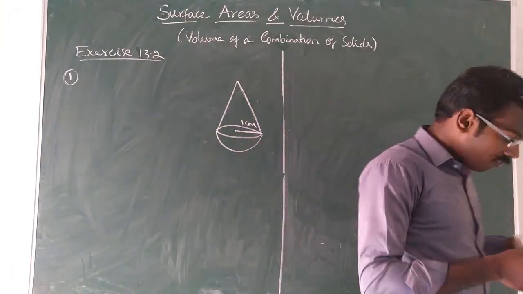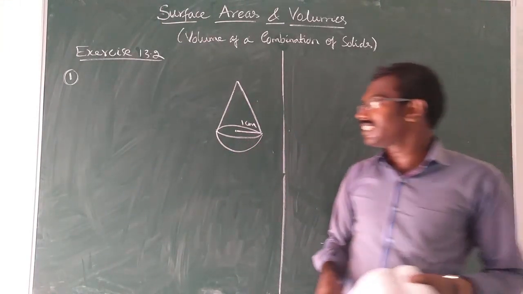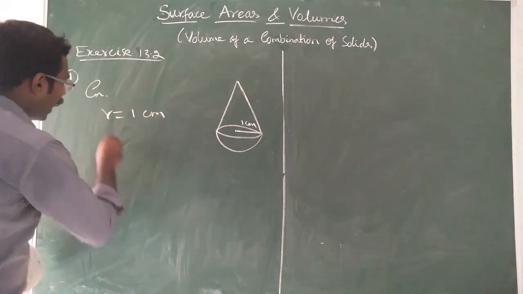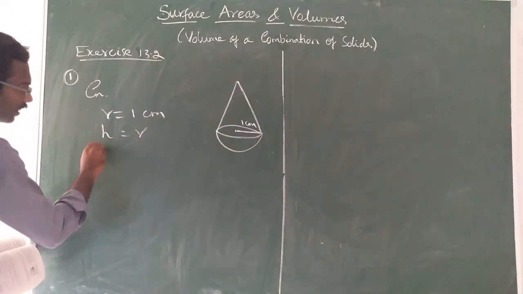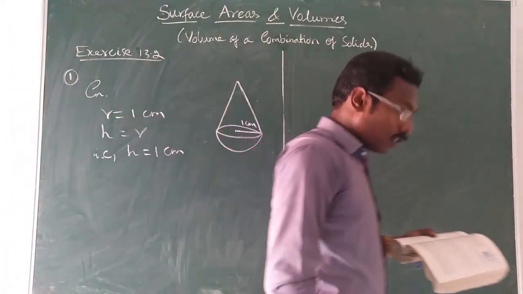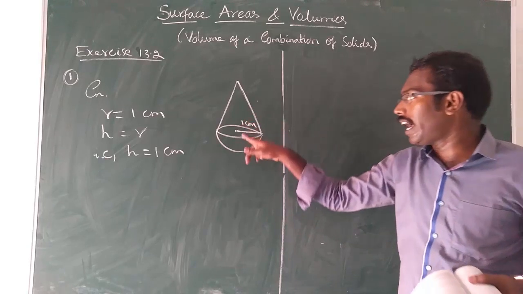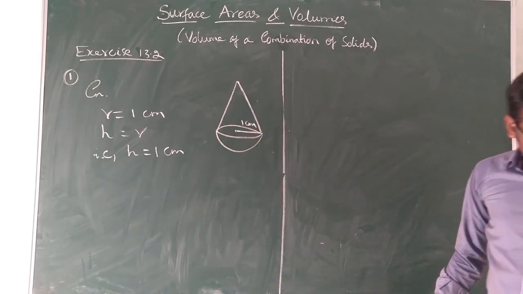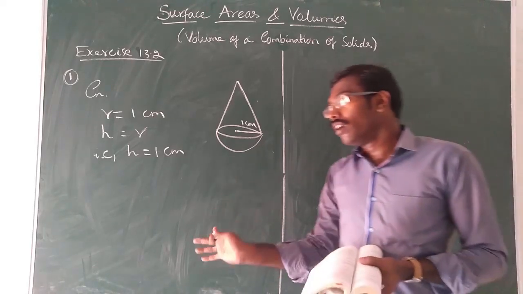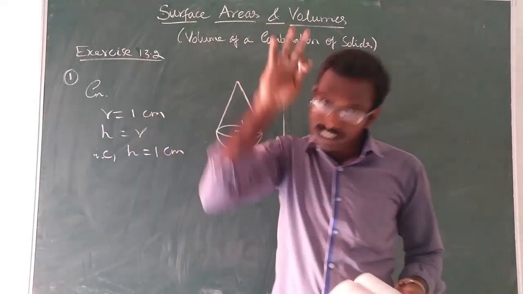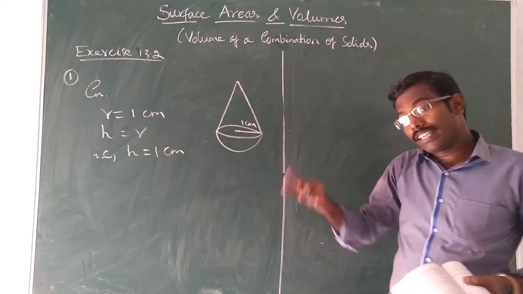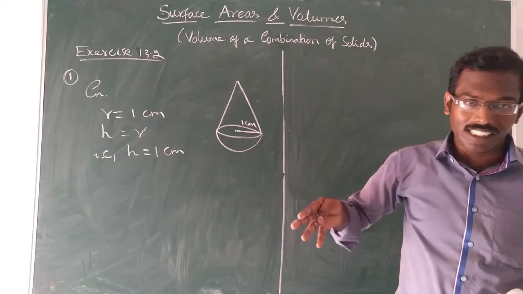And the height of the cone is equal to its radius. So the given data: radius equal to 1 centimeter, height is equal to radius, that is height also equal to 1 centimeter. Understood or not? Very easy one. So how many shapes are here? Two shapes, cone and a hemisphere. Now find the volume of the solid in terms of pi. In terms of pi means no need to apply the value for pi. Keep the pi as pi only. You can imagine that down one hemisphere is there and up one cone is there. Understood or not?